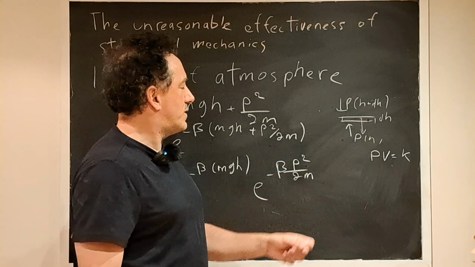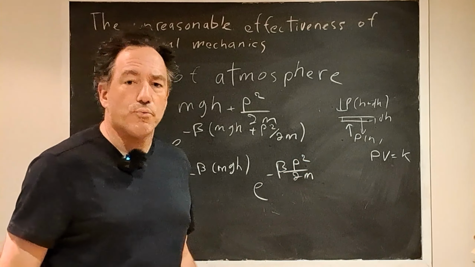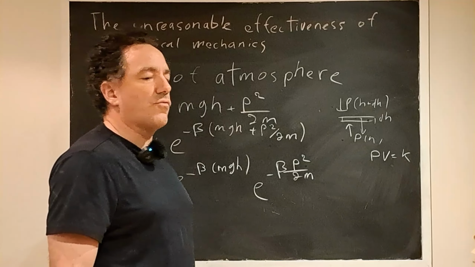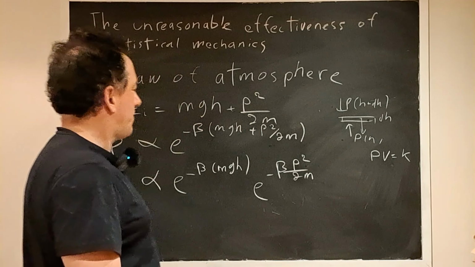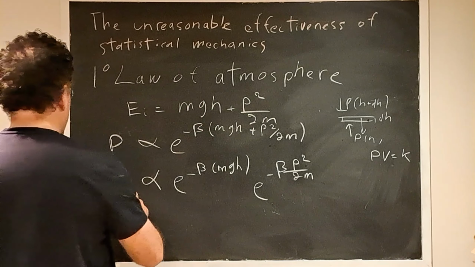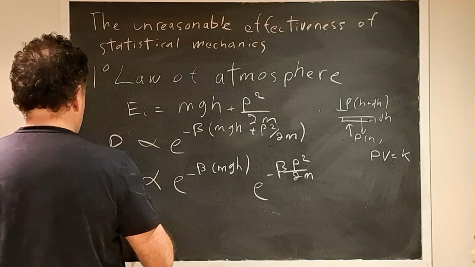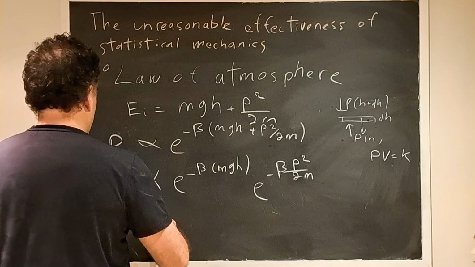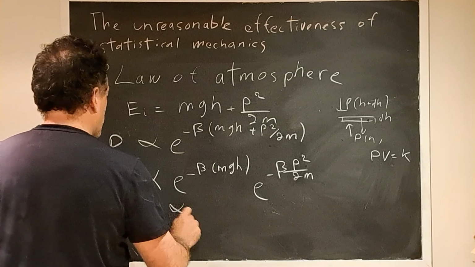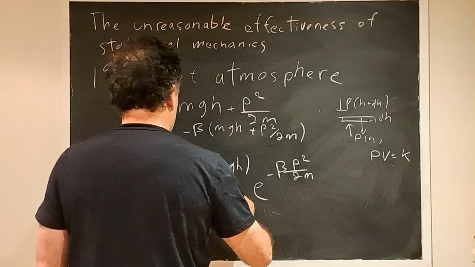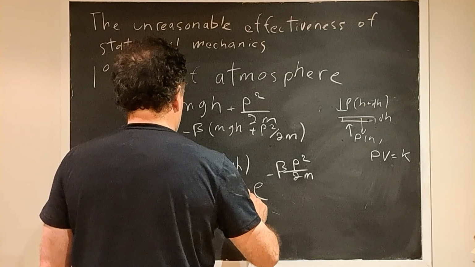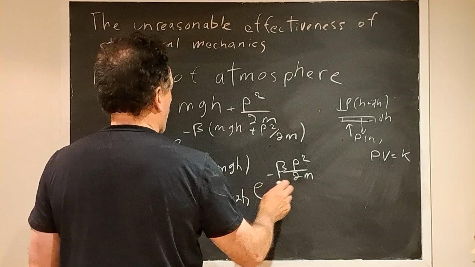And why can we do that? It's because we assume that everything is at a constant temperature, so the momentum distribution of the particles will be the same whatever the height we are at. So the probability of being at a certain height h is proportional to the exponential of minus beta mgh, after having integrated over the momentum.